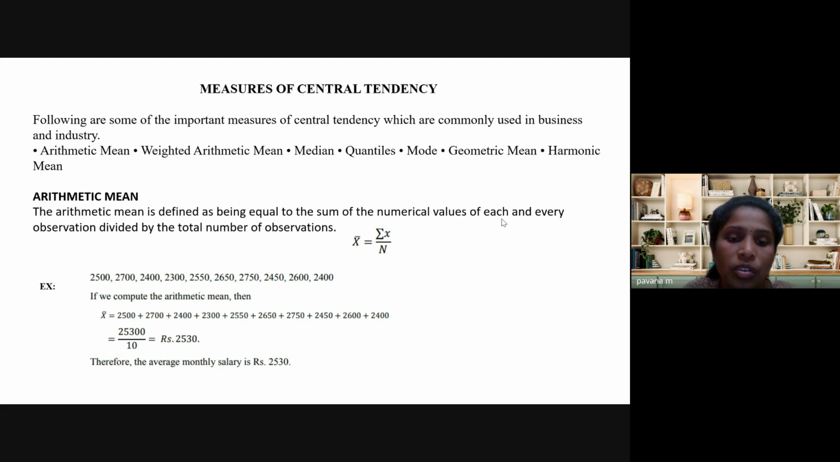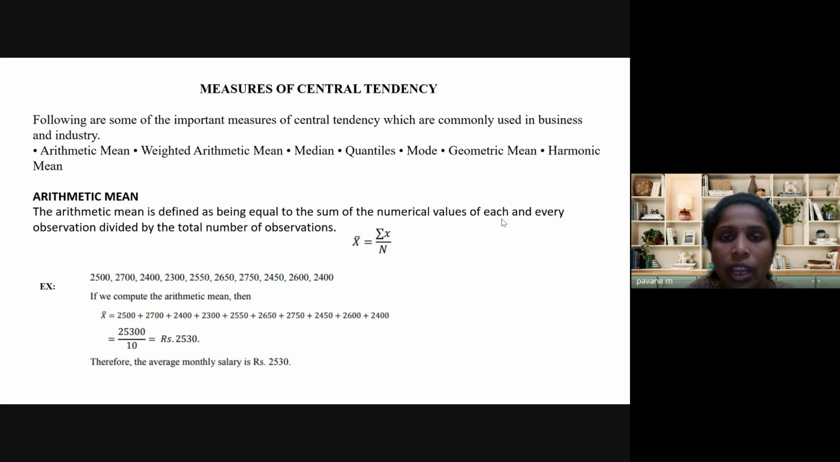For example, just see the problem. Here in the problem we have 2500, 2700, 2400, 2300, 2550, 2650, 2750, 2450, 2600, and 2400. So we have 10 observations, right? First you have to sum up all the values and then divide by 10. So what is the value? 2530. That is the arithmetic mean for a series of data.